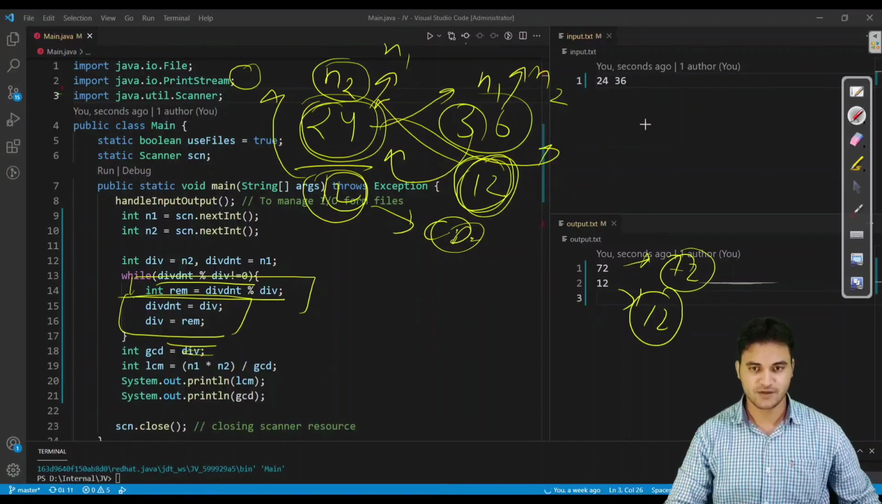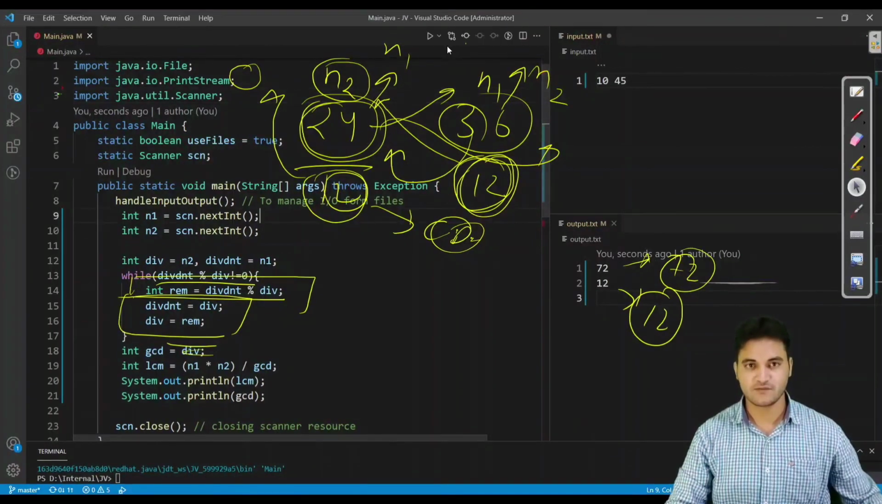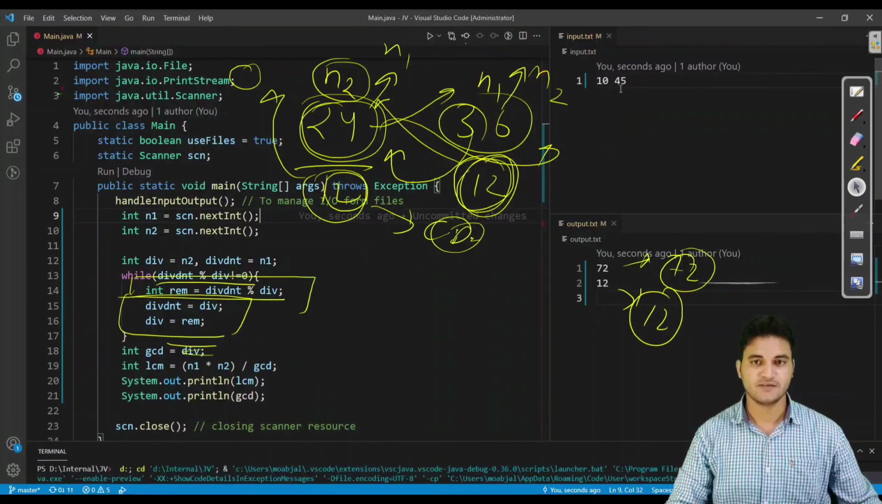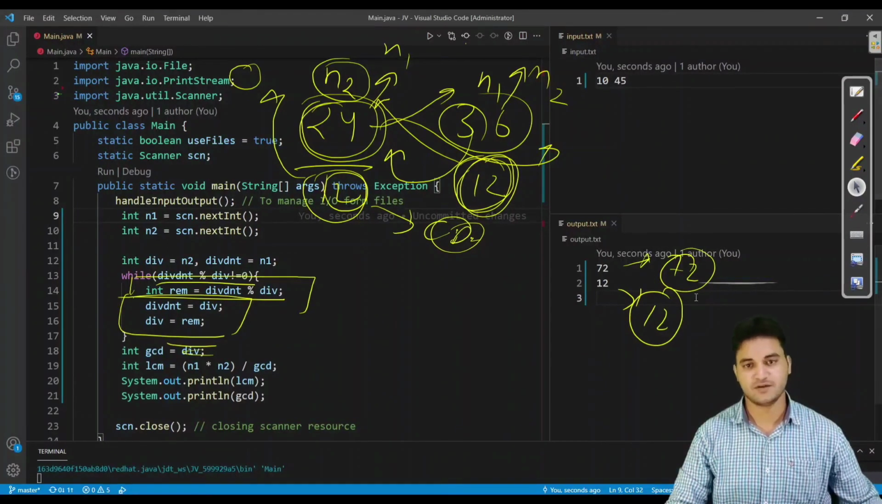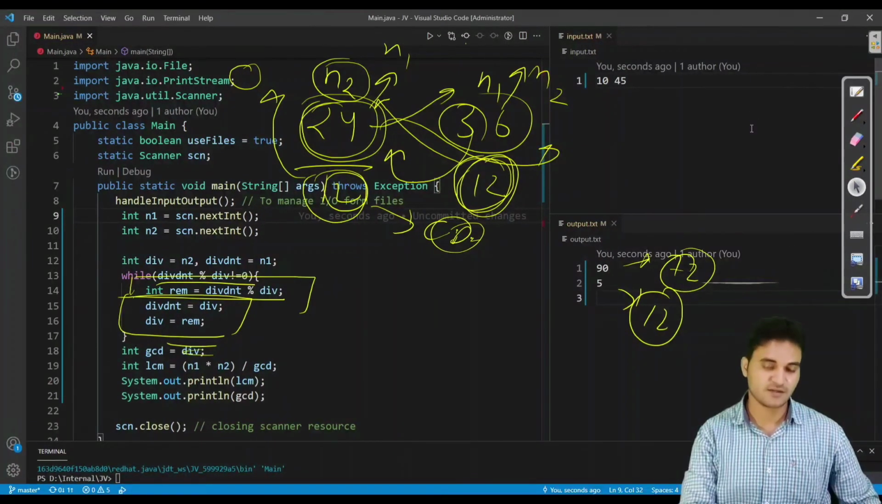We are getting it correct. Let us run it for 10 and 45 also. In this case, we got 5 as our GCD, and LCM would be approximately 90. Let us see. As you can see, we are getting 90 as LCM and GCD is 5. That means our answer is correct, which also means we have written the correct code.